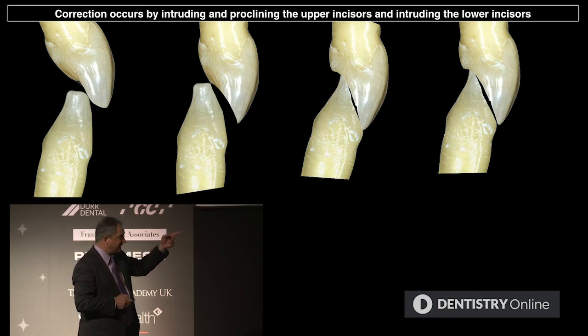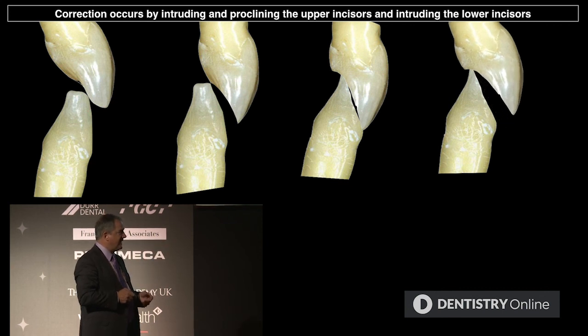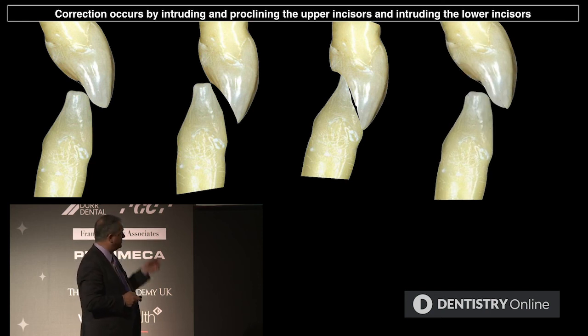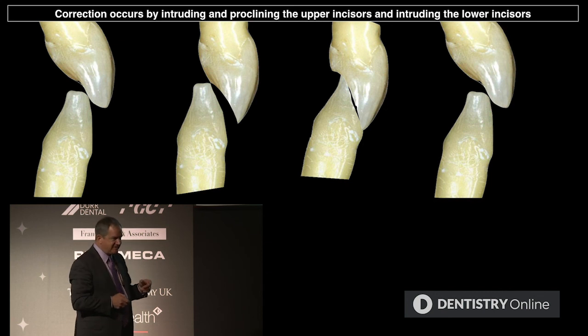And the answer looks like this. The upper anteriors have to do that, and the lowers have to do that. And if you do that, you can make him look like what you would have liked him to look like when he was 18.